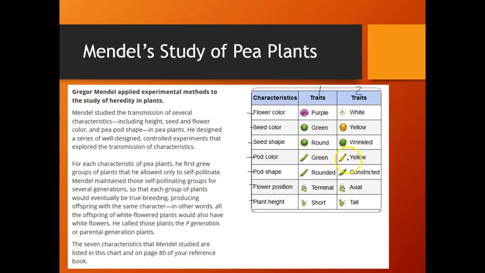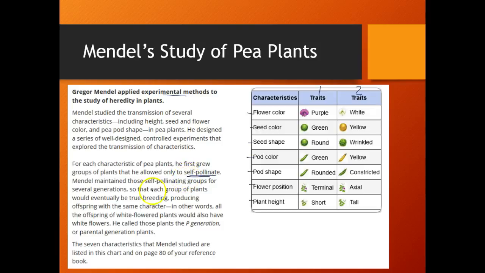And so again, he applied these experimental methods to these pea plants, really studying how these characteristics were passed on from one generation to the next. And so what he first did was that he grew groups of plants that he allowed only to self-pollinate. And so that means that they were making identical copies of themselves.